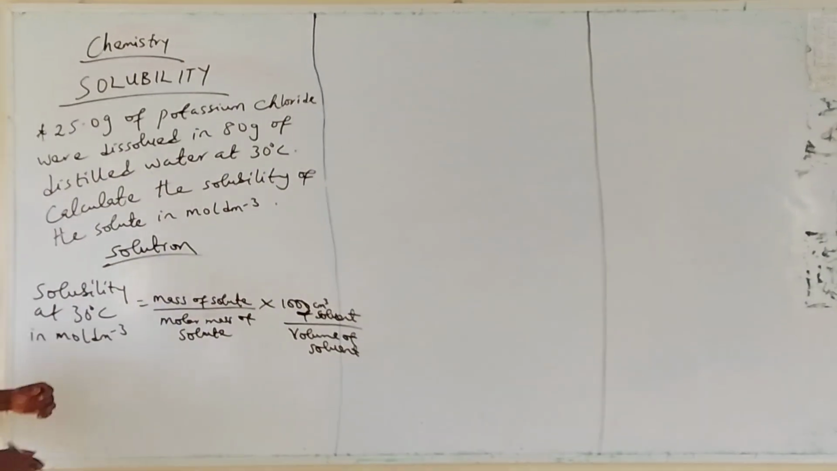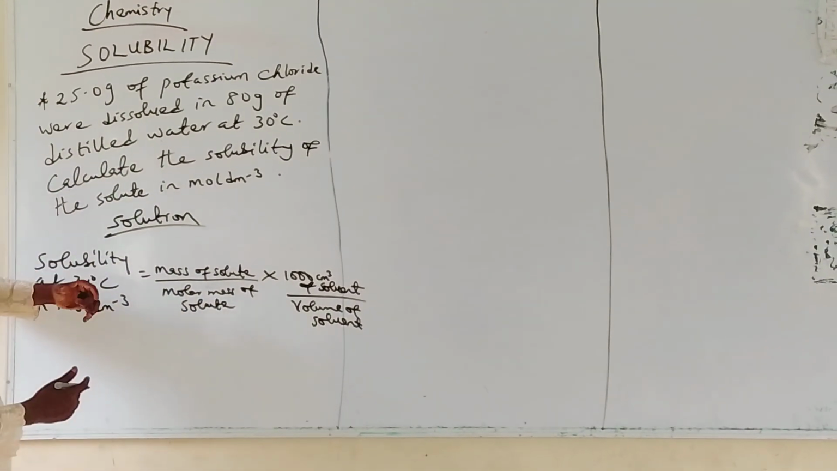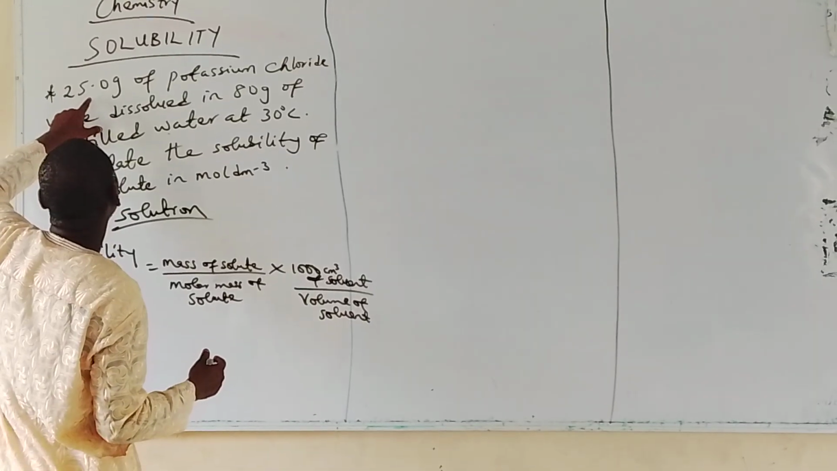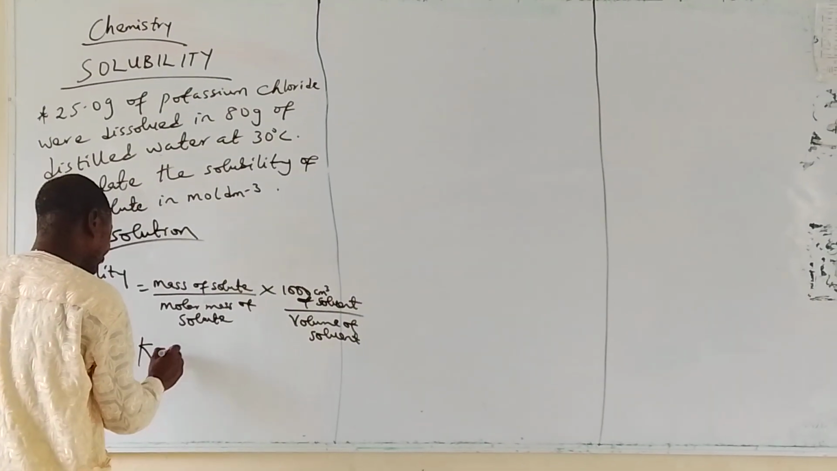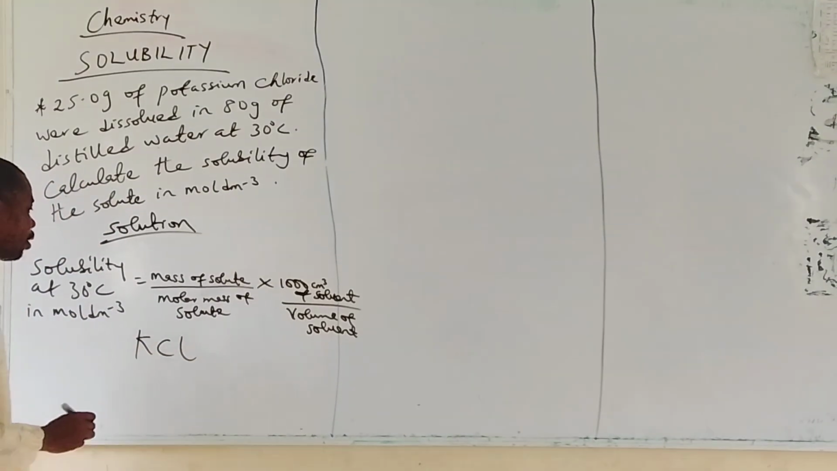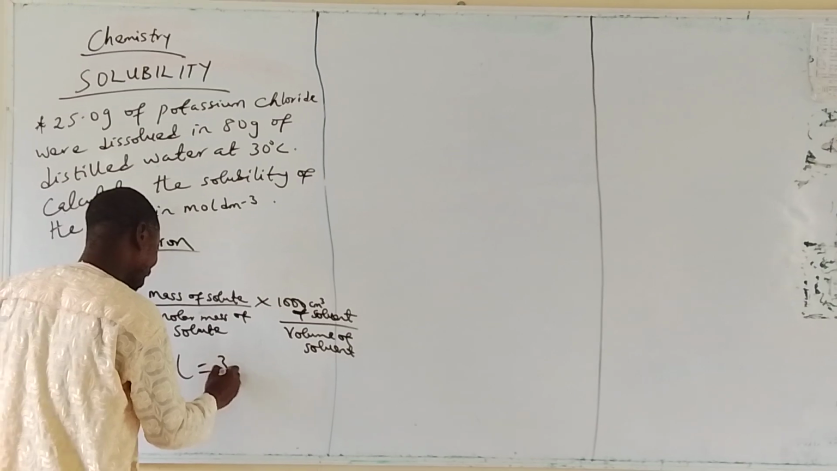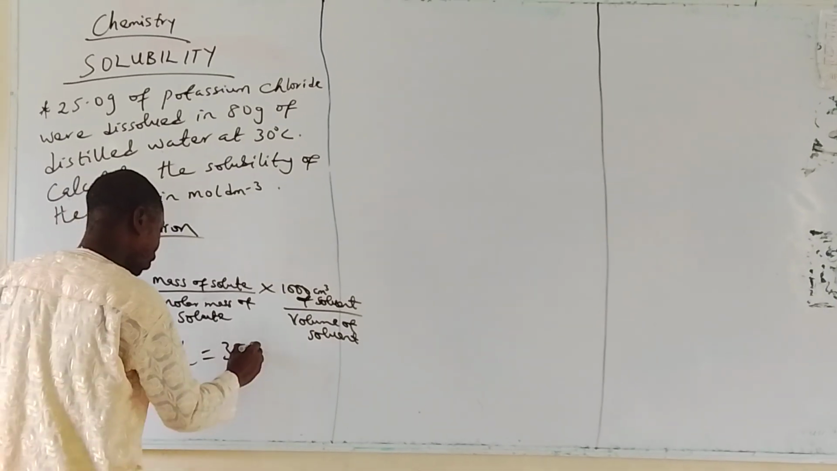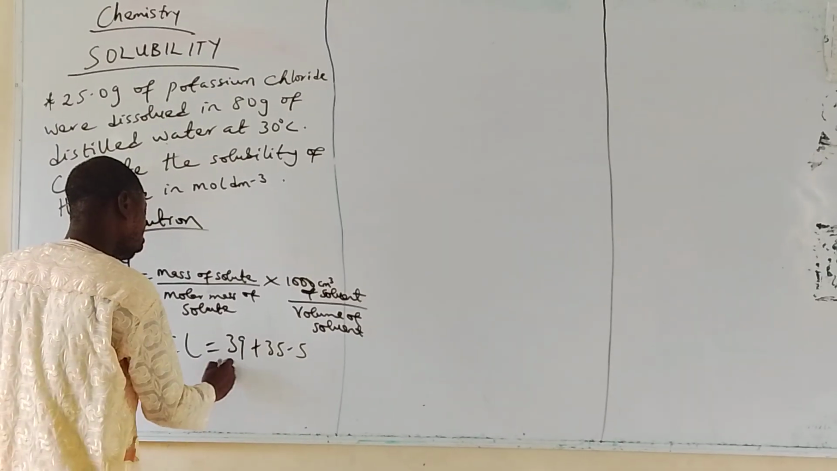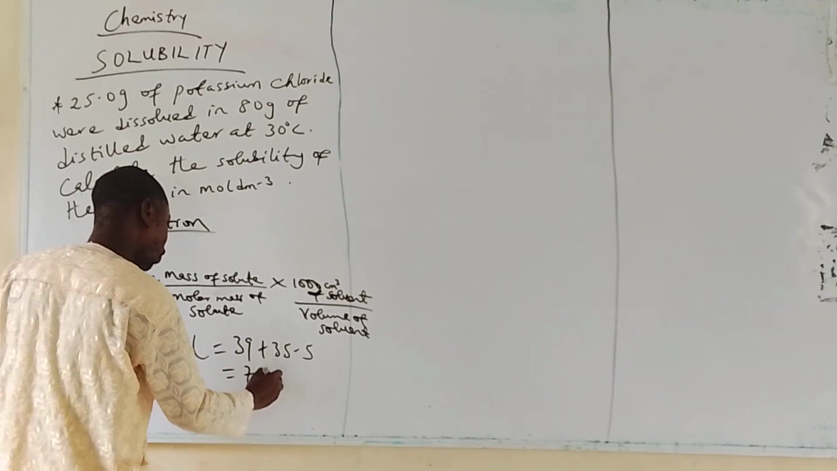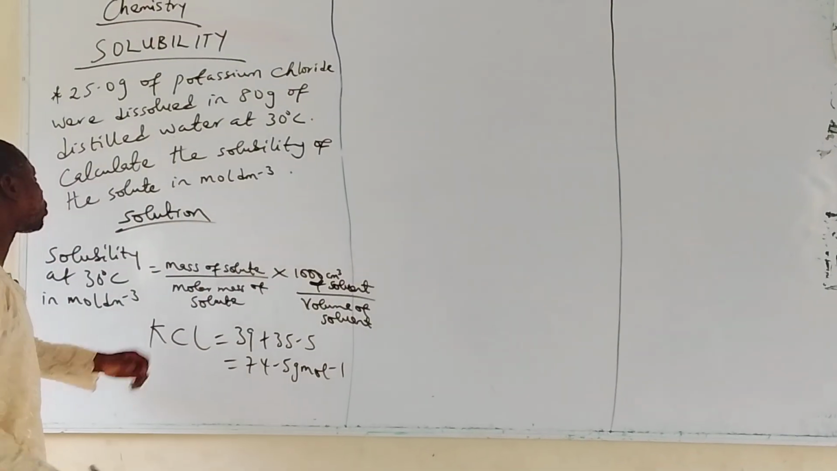Now, the next line of action, I'm going to write out the parameters. The parameter here, 25.0 grams of potassium chloride. The solute in question is potassium chloride, KCl. So let's determine the molar mass of KCl. K is 39, which is potassium. Then chlorine is 35.5. So when we sum these together, I have 74.5 grams per mole.